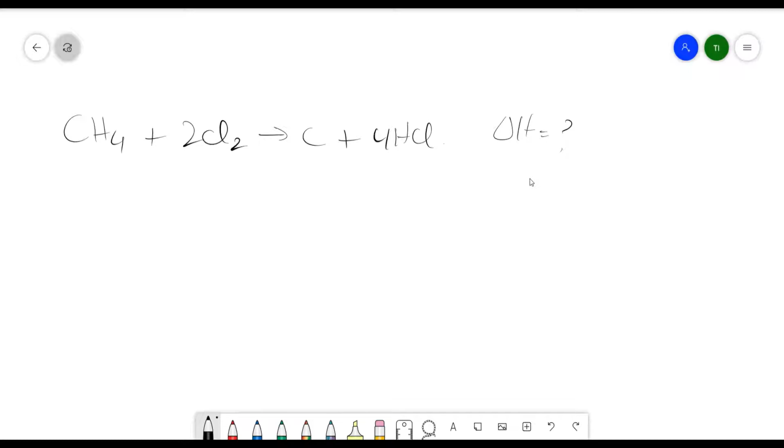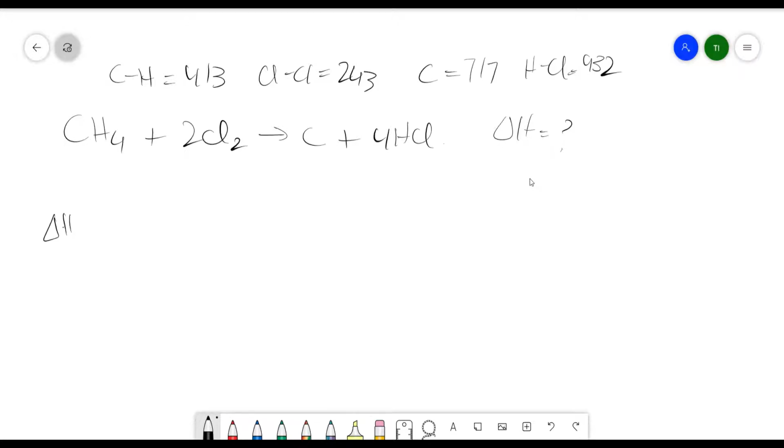Oh wait, before that I have to provide the values. Sorry. CH is 413, Cl-Cl is 243. C alone is 717, and HCl is 432. So calculate the enthalpy change of this reaction.